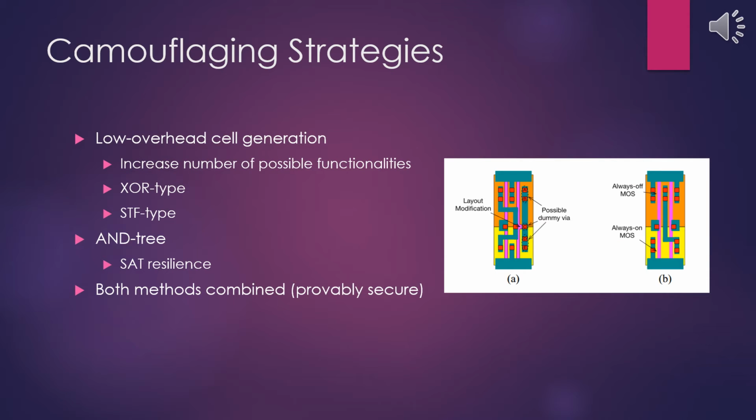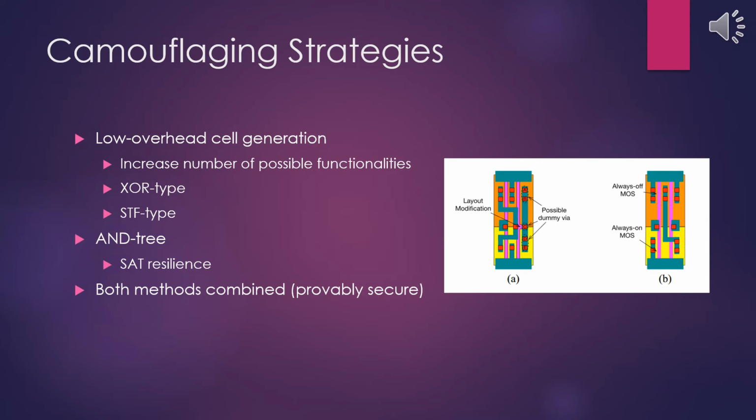The goal of camouflaging strategies is to keep them as low overhead as possible while still remaining functional. The amount of overhead generated by camouflaging a cell depends on that cell's functionality in the circuit. Two methods of increasing the number of possible functionalities of cells are XOR type camouflaging and STF type camouflaging. In XOR type, seen in part A of the figure to the right, an extra overlap is created. The contacts on the right can then be modified to be real contacts or dummy contacts. Different combinations of which contacts are real and which aren't can alter the functionality of the cell to be either inverting or non-inverting. The strategy can be applied to different kinds of cells as well.